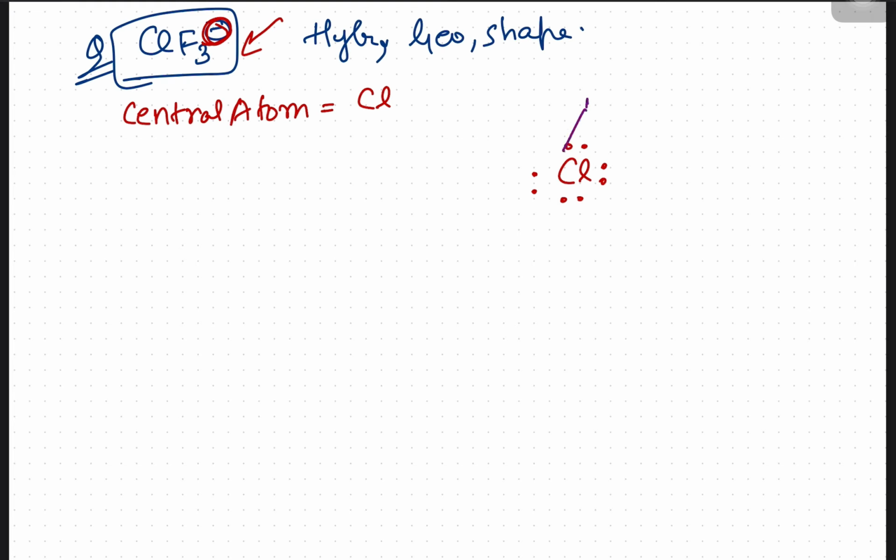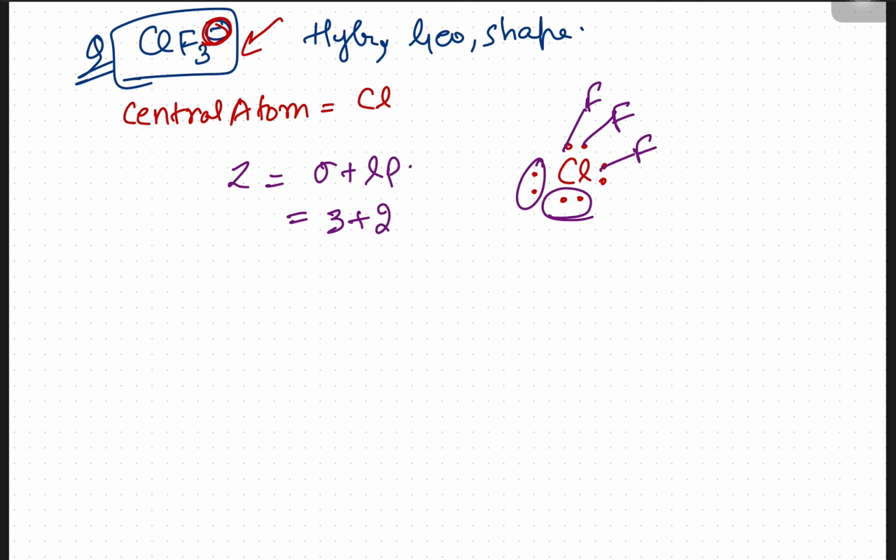3 fluorines are attached. Let's attach them by covalent bonds, right? Now you have to calculate Z for it. Z is sigma plus lone pair. Sigma is 3. How many lone pairs? 2. So Z is 5. For 5, we have studied sp3d. So this is the hybridization.